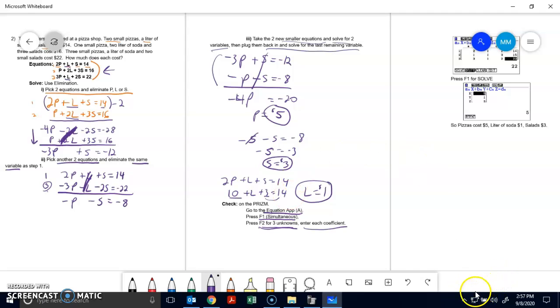So when I go to enter this in, I'm looking at my original equations, and I have my screenshots here. The first equation is 2p, 1L, 1s, 14. So I'm just entering in my coefficients. 2, 1, 1, 14. 1 pizza, 1 soda, 3 salads, 15. 3 pizzas, 1 soda, 2 salads, $22. You enter all that into that screen and hit solve, it will give you the answers.